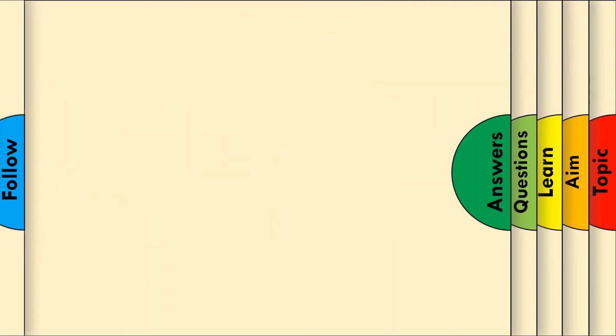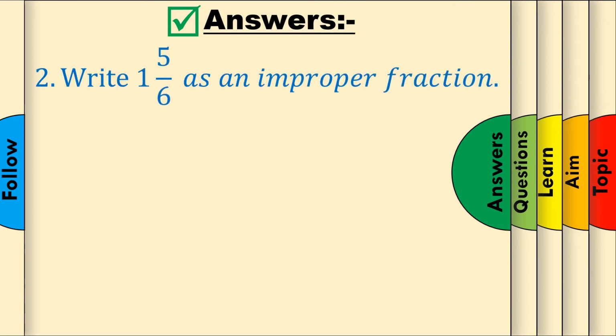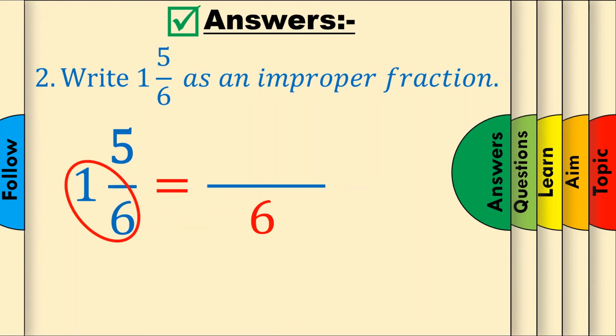Question 2. Write 1 and 5 over 6 as an improper fraction. Using the same method as before, we get the final answer of 11 over 6.